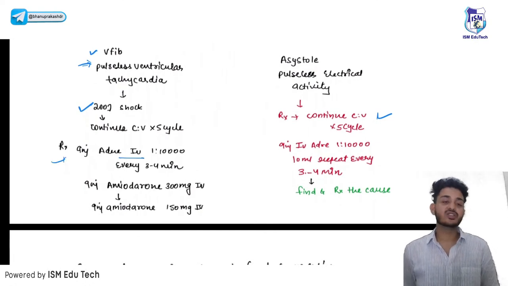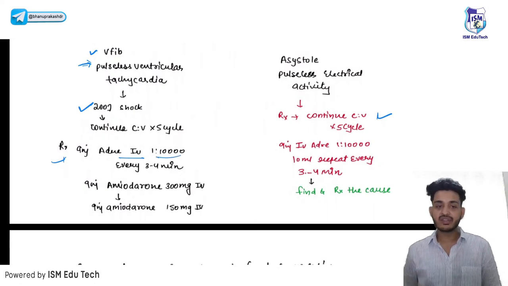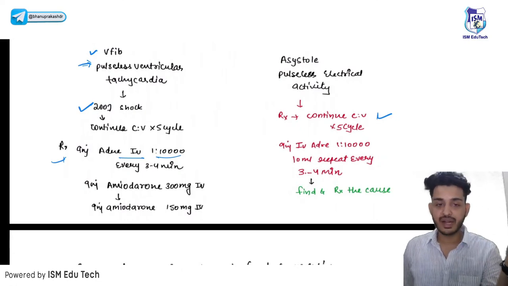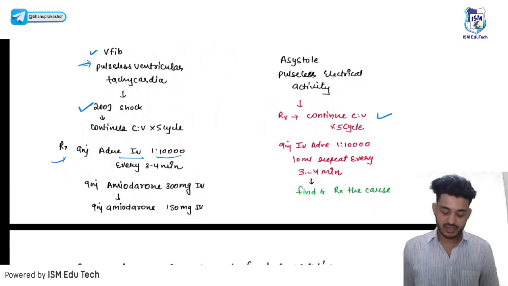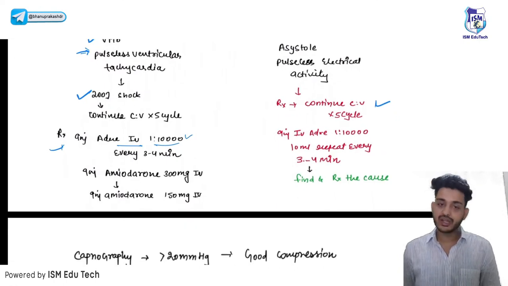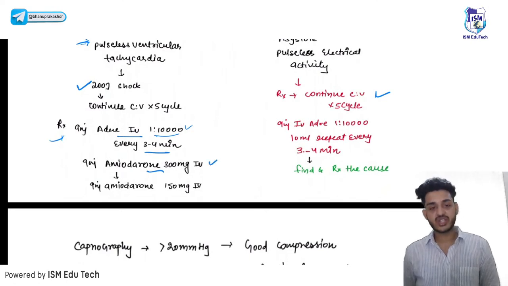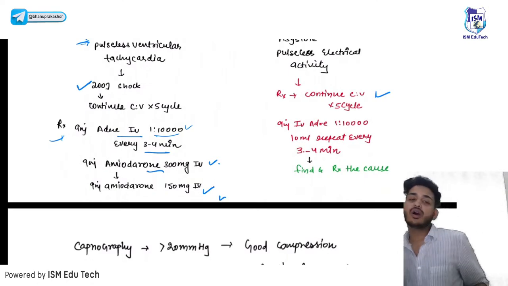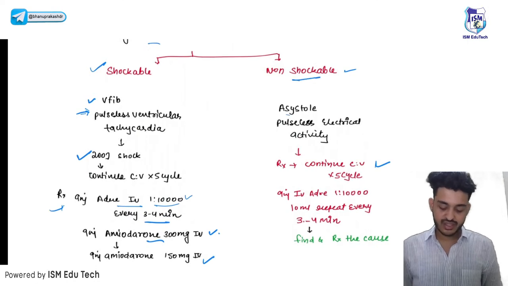These are your injections. First, adrenaline is the IV. Adrenaline 1:10,000, that means 1 ml of adrenaline mixed with 9 ml of normal saline, that will be the concentration. You need to give 10 ml every 3 to 4 minutes. Okay, injection amiodarone we can give 300 mg IV as loading dose, then we will maintain it with 150 mg IV. Okay, for non-shockable rhythm, that is your asystole.